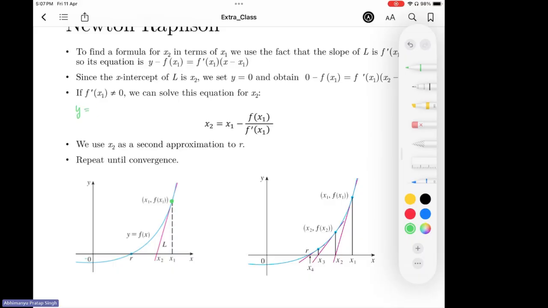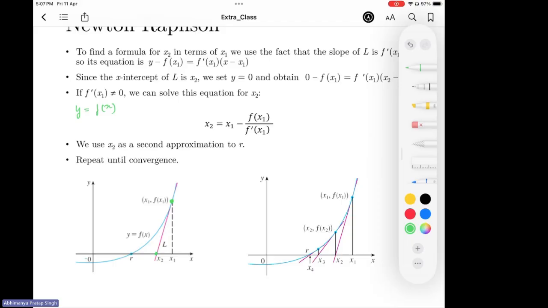Let me just write y is equal to f of x. So this is the slope of this function at this point. Then we draw a straight line, and the point where this line cuts the x-axis, let us take that as x2.